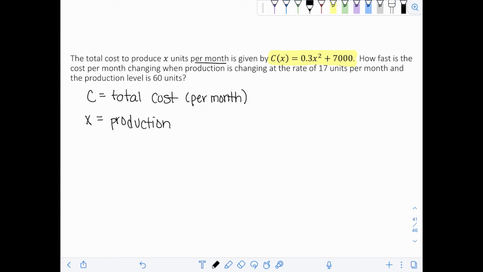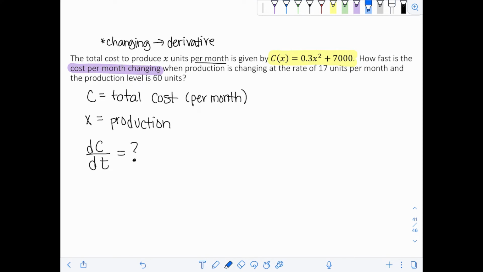And so if we keep reading, how fast is the cost per month changing? So that's another thing that we're looking for. If we try to break down what that means, that changing is sort of clueing us in that we need the derivative. Because it says cost per month changing, that actually means that what we're looking for is dC/dt. So how is cost changing per month? So we need the derivative with respect to time.